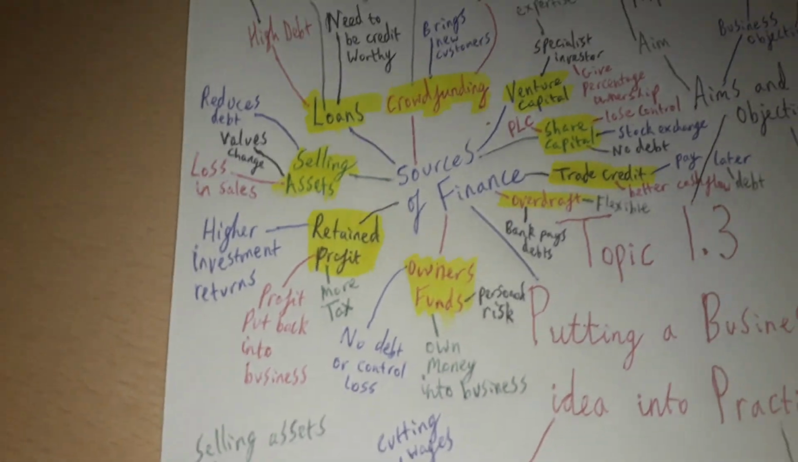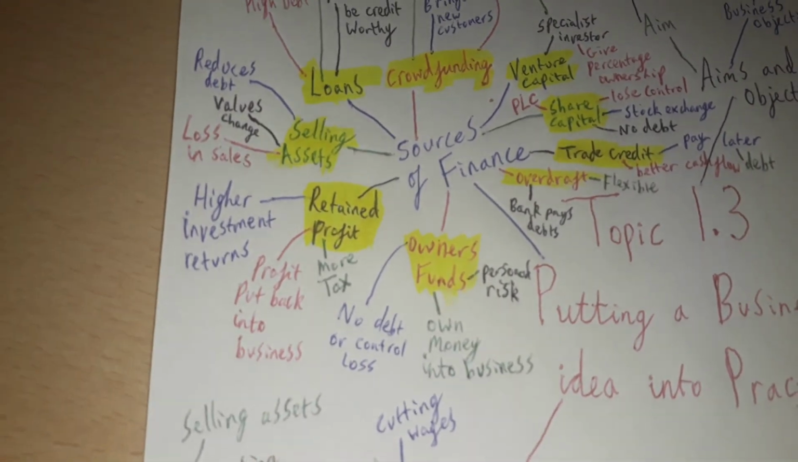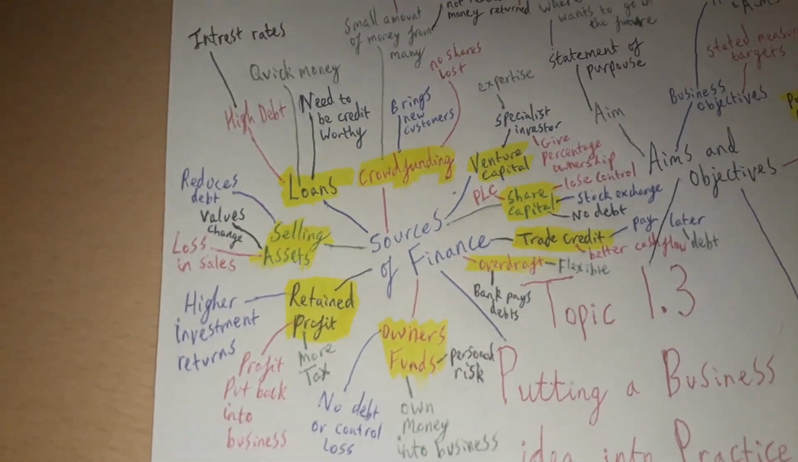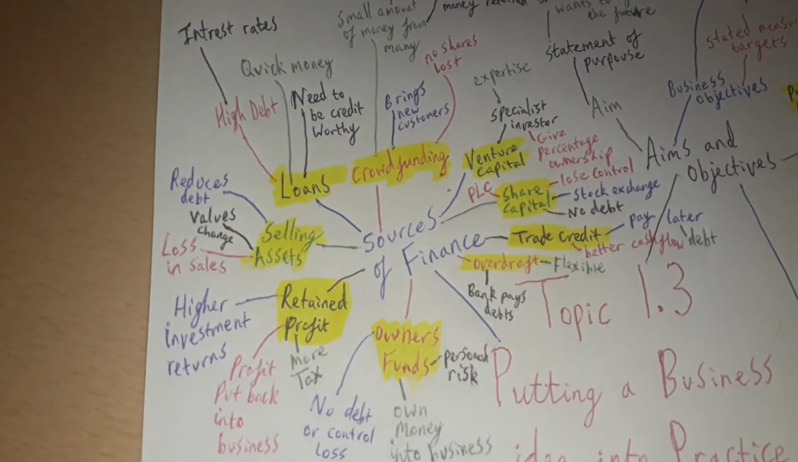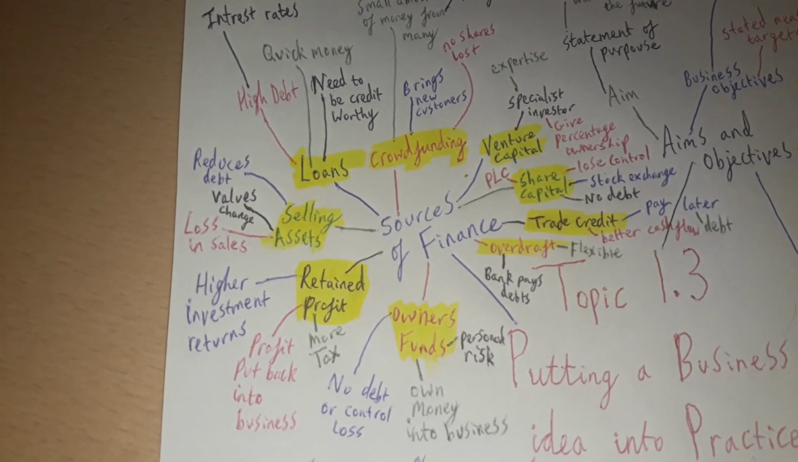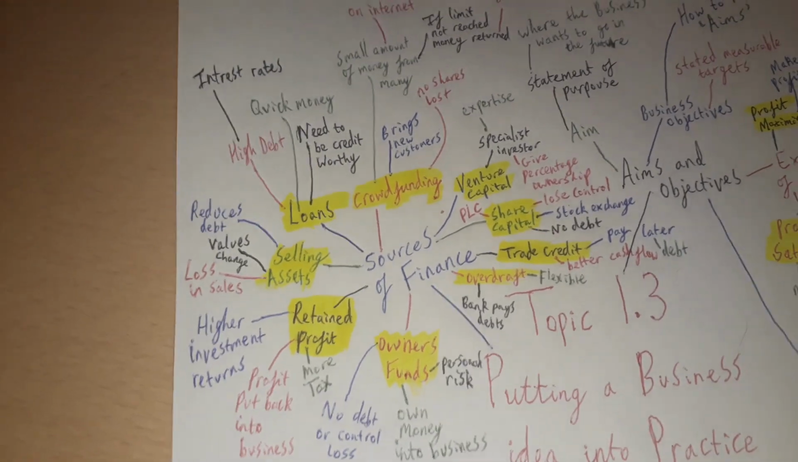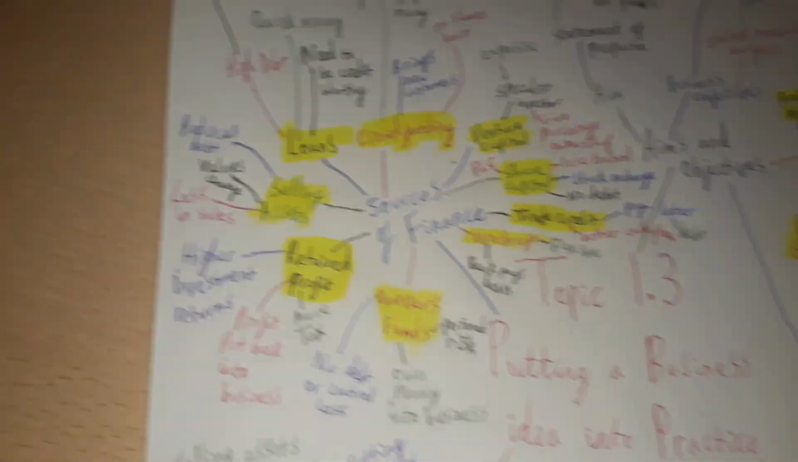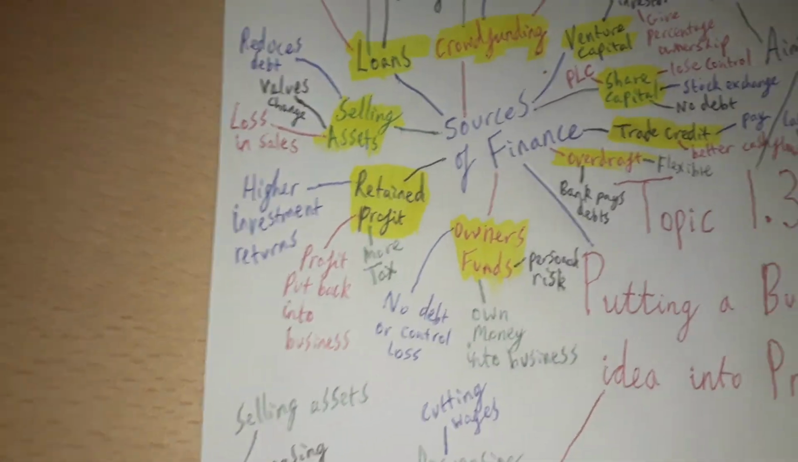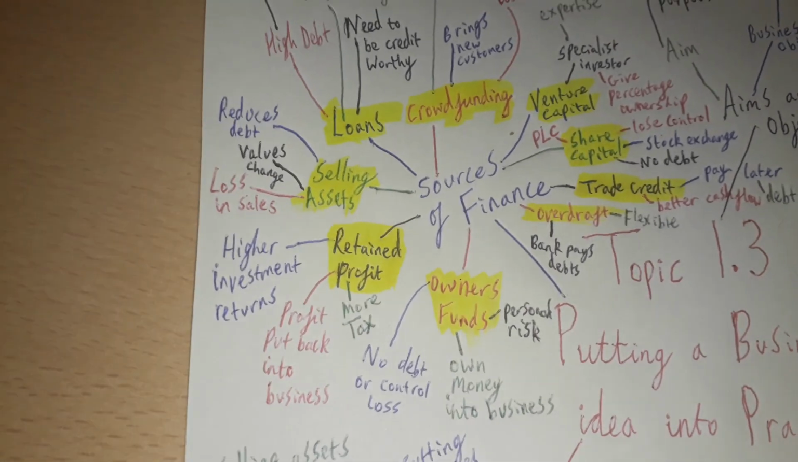Another thing that you can use to get finance is retained profit. This is basically profit that's gained from the business not being taken and being put back into it, which means you're actually getting higher investment returns, so getting more money from the business after, as we said earlier when we were talking about short-term versus long-term. And a bad thing about it, though, is that you have to pay more tax, which is not very good.